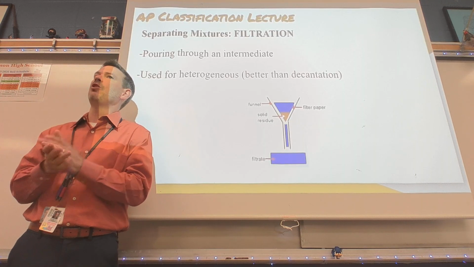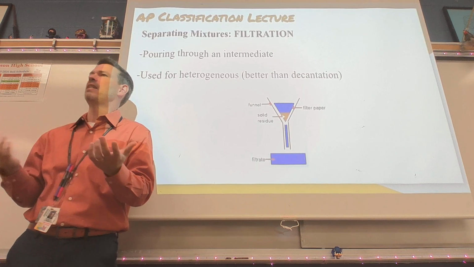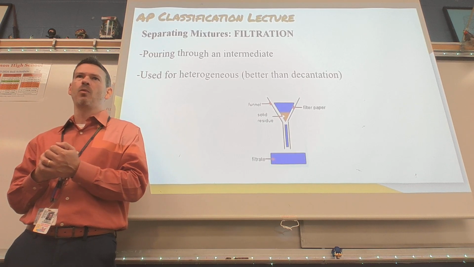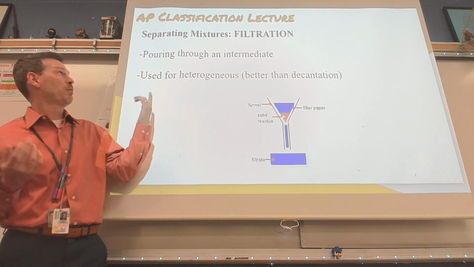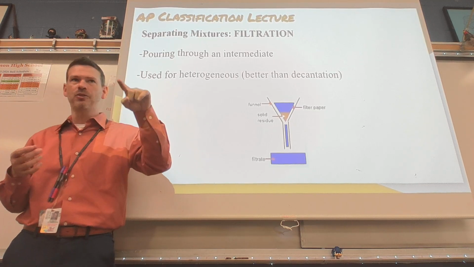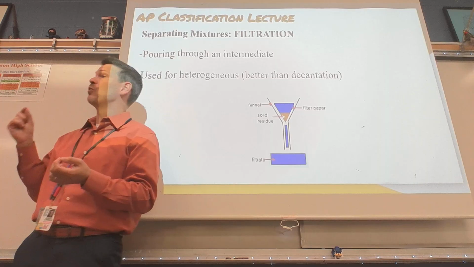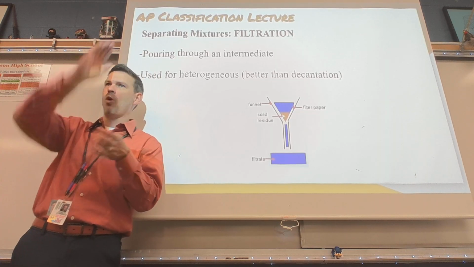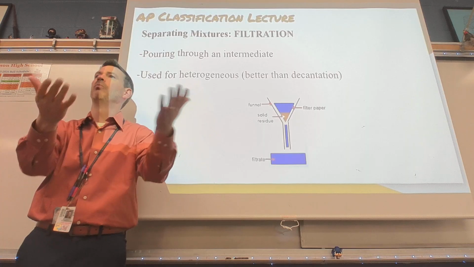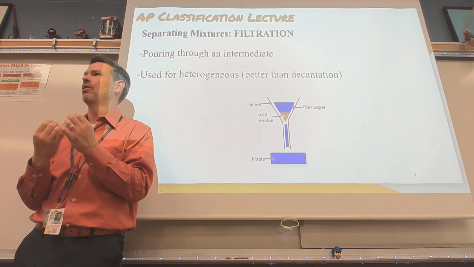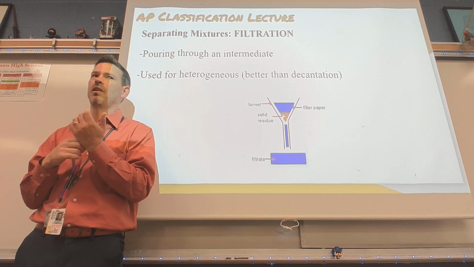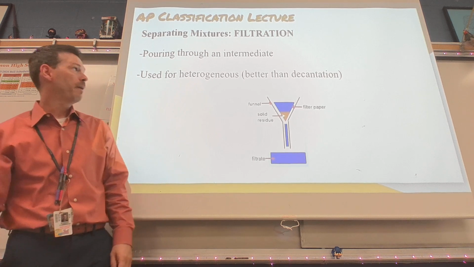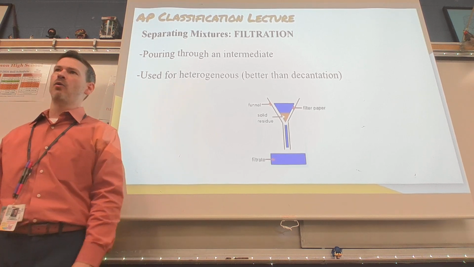Like, let's say I gave you a sample of sandy water, all right? And I wanted you to separate the sand from the water. Well, filtration would be a good way to do this because if you had a filter that allows water to pass but not those larger sandy particles, then when you do the pour, the water would go through and the sand wouldn't. And boom, you have filtered the mixture. Also only good for heterogeneous though.